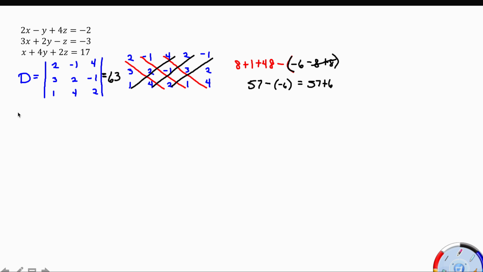Okay, I'm going to do the same thing that we did previously to find D sub x. I'm going to replace the x values, the x column, with the solution column. The y's and z's stay the same. All right, so to find this determinant, I'm going to write these values.